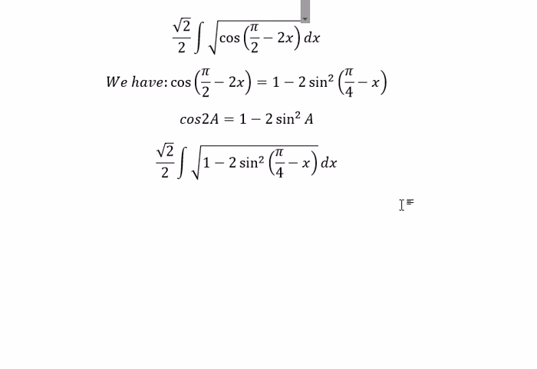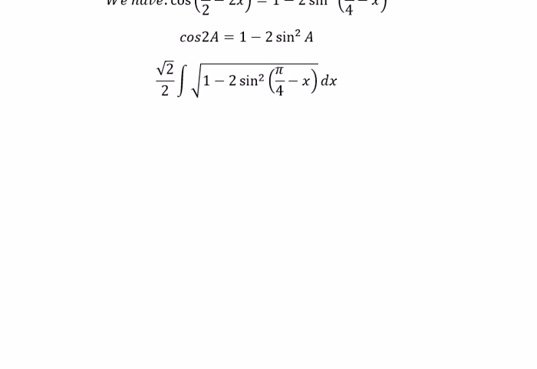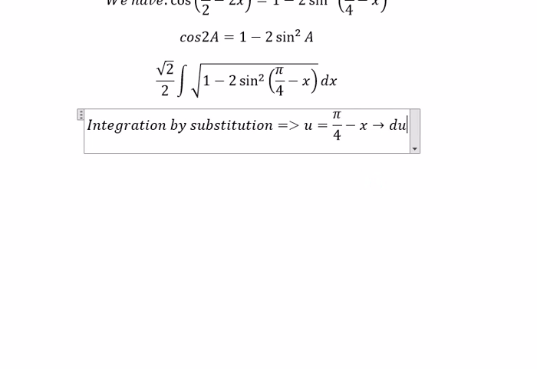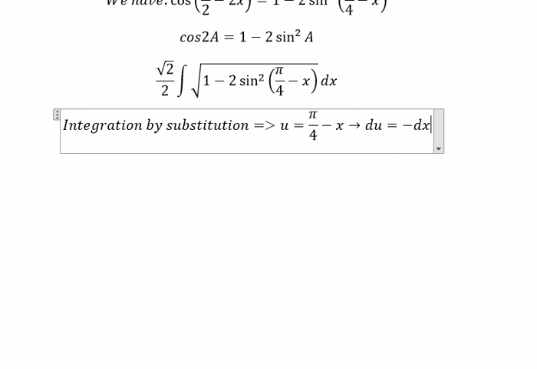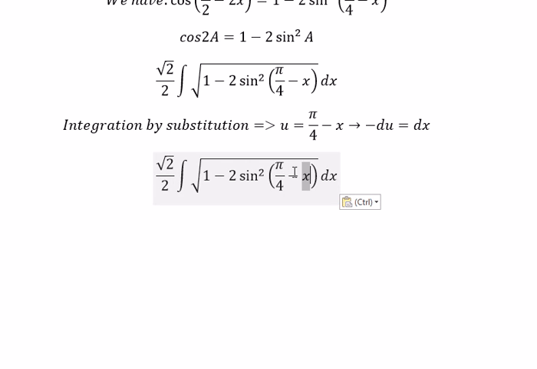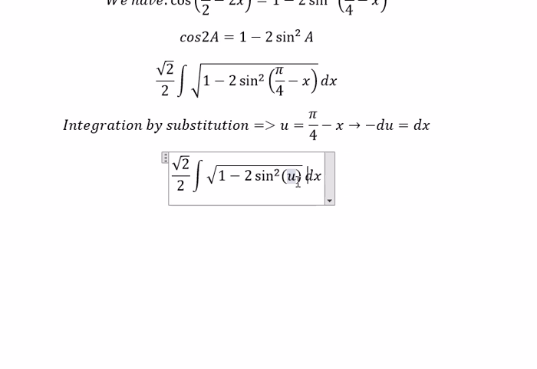Next, we need to use integration by substitution. So I put u equals for this one, du equal to negative dx. We put the negative on this one. This one we change for u. dx we change for negative du.